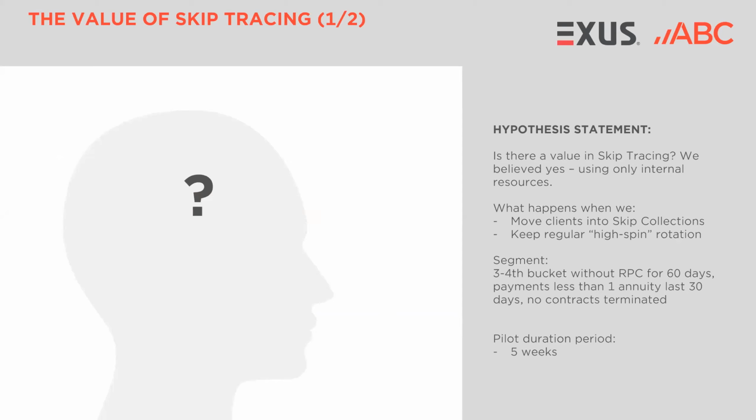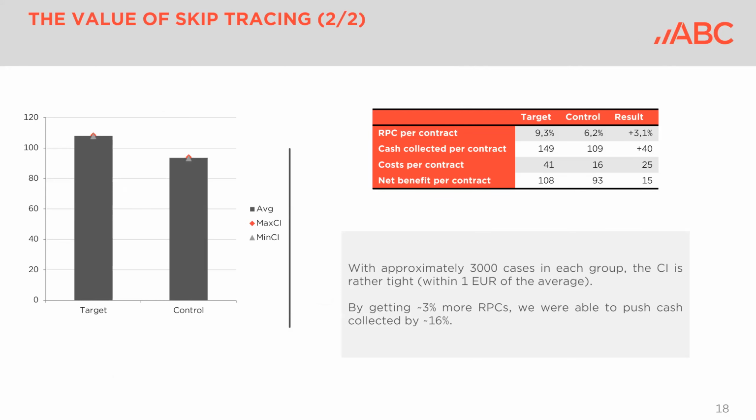Last but not least, we wanted to figure out, because we always thought that there is value in skip tracing, right? But in retail, it's a good question to ask: does it really make sense on cash loans or credit cards to do skip tracing? We tried to measure that on the third and fourth bucket. And here we had this result, which basically says, yes, it makes sense.